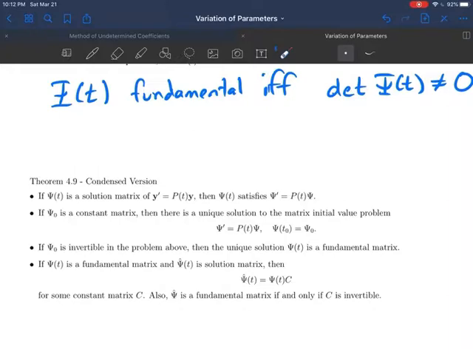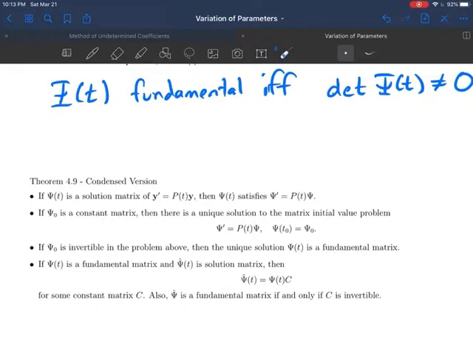And this is that relationship. So if Psi of t is a fundamental matrix and Psi hat, so notice the hat there, is a solution matrix, then Psi hat of t equals Psi of t times some constant matrix C. So basically, if you start with a fundamental matrix, you can get every possible solution matrix just by multiplying by another constant matrix. And if that thing you multiply by is invertible, then the new thing you get will also be a fundamental matrix. And that goes both ways. So that's an if and only if statement.